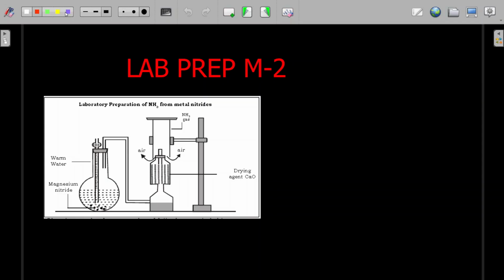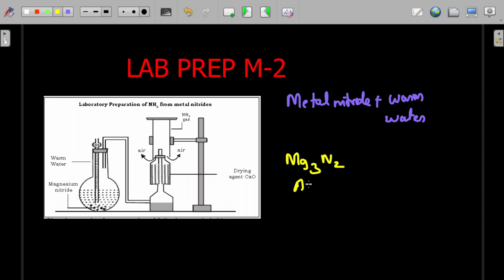Okay. Coming to the second method, you see the RB flask is straight because this time we don't heat it, and we are already using the water in this case. So here we use metal nitride along with warm water. Last time when I gave you the equation, many of you didn't write warm. For that you lost the marks. So here you can use magnesium nitride, you can use aluminum nitride, you can use calcium nitride.